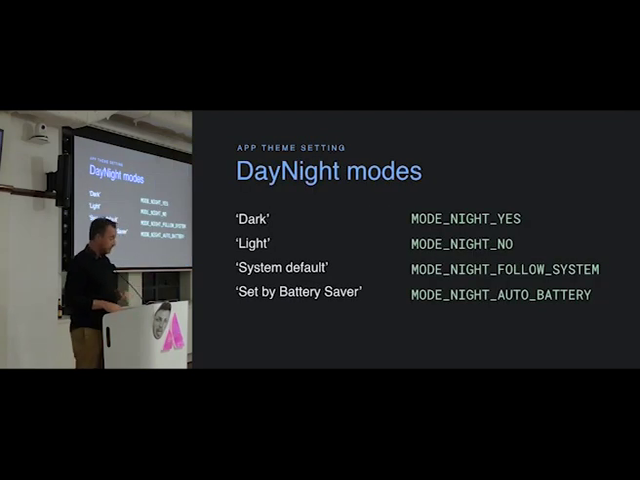And just to highlight again the modes that we talked about earlier: dark, light, system default, and battery saver. Those are the constants you'll use when you want to set the setting from your settings screen.